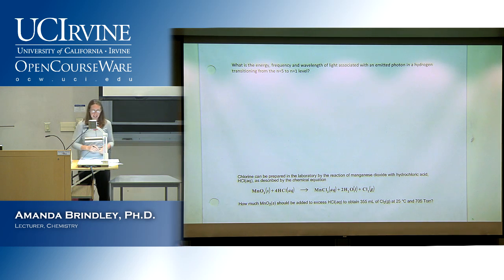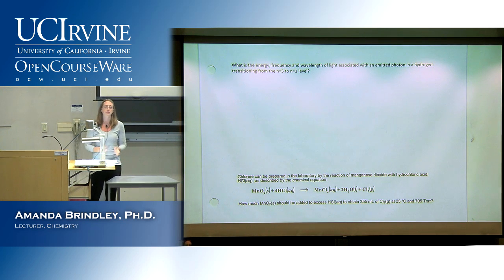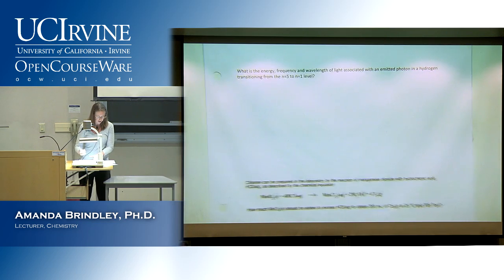Okay, what is the energy, frequency, and wavelength of the light associated with the emitted photon in a hydrogen transitioning from an n equals 5 to an n equals 1 level? So which equation are we going to be starting with? Rydberg equation.